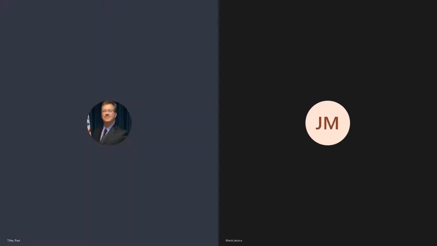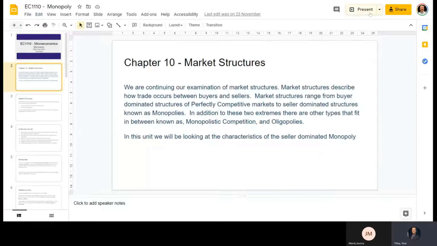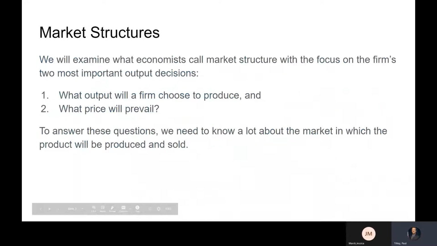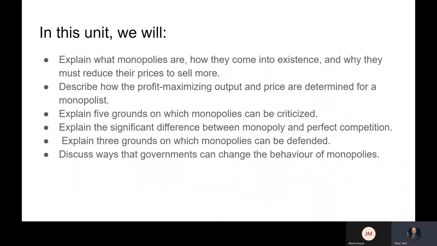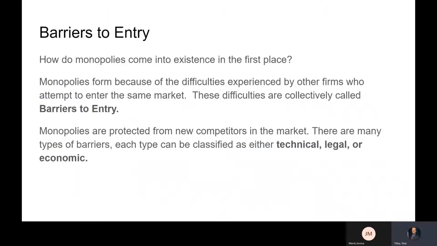So the next chapter we looked at was what's called monopoly. And just like the previous chapter, a monopoly is an extreme case. A monopoly is a typical market structure where we have a single firm making up the industry. It's a sole producer, no close substitutes. They are the industry. They're in a very powerful position.